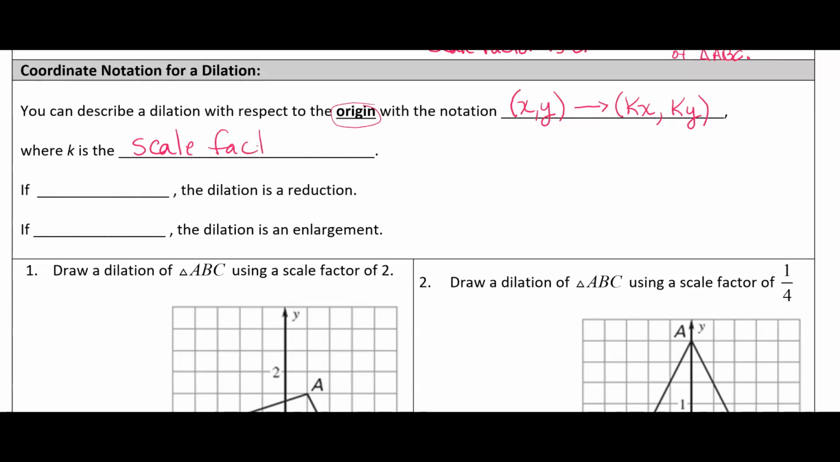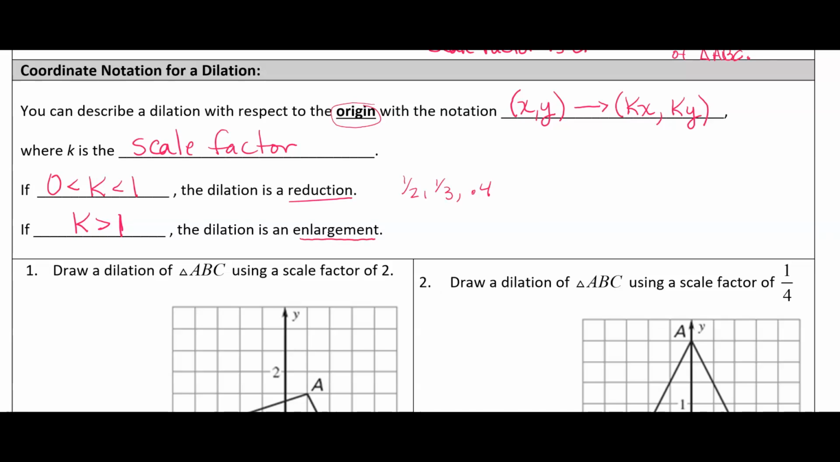Now, k is the scale factor, and there are rules that we know that can apply to the scale factor. If k is between 0 and 1, it is a reduction. So this would be 1/2, 1/3, 0.4, anything between 0 and 1, but not including 0 and 1. If k is anything above 1, then that is an enlargement.